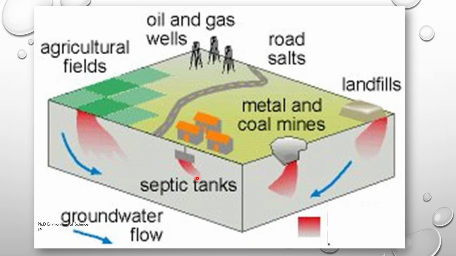Now you can see the blue arrows, which indicate the flow of groundwater, showing how contaminants can spread through the subsurface, and the red areas represent the zones of contamination, highlighting the impact of these pollution sources on the groundwater quality.